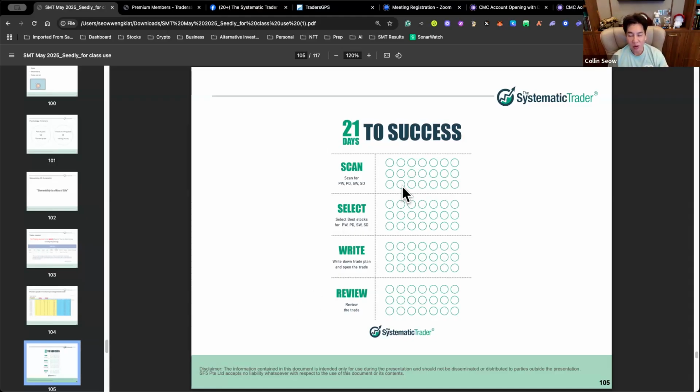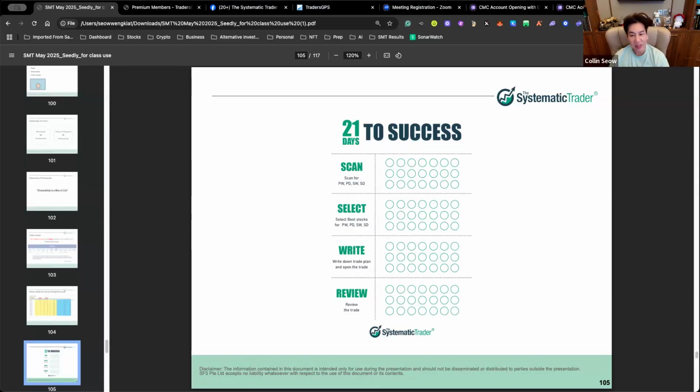So, 21 days of success. What are the two things to do? Number one, scan for your stocks. What are the entry, what are the exit, what are the stocks that you already entered? Position weekly, position daily, swing weekly, swing daily. Scan for those stocks. For the next 21 days, go and write this. You all should have this page, right? Everybody should have. It's not a page, it's a cut, like a pamphlet.